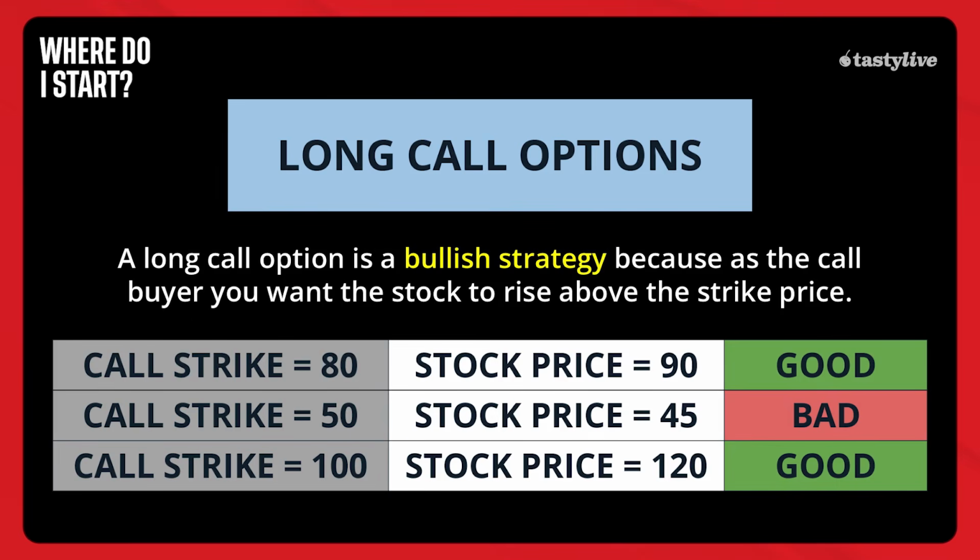But then if the call strike were 100 and the stock price were 120, this again is a good scenario for me because the stock price has risen above the strike price, and that differential is good for me. I'm getting a quote-unquote discount on the stock price by using my option, buying the shares at the strike price, and then capturing the difference between the stock price and the strike price if the stock price is above the strike price. Okay, so that was a long call overview.